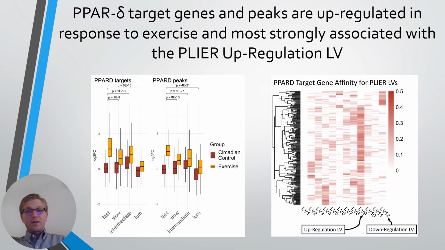PPAR delta gene targets and associated peaks were consistently significantly upregulated in response to exercise relative to circadian controls in all fiber types. Indeed, among all LVs identified by PLIER representing patterns of exercise response across gene expression and chromatin accessibility, the upregulation LV, LV9, produced the strongest affinity with a majority of PPAR delta targets, and 5-fold more than the downregulation LV, LV12.